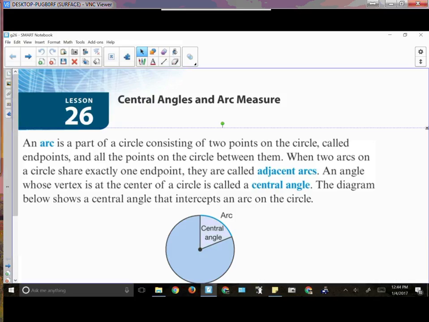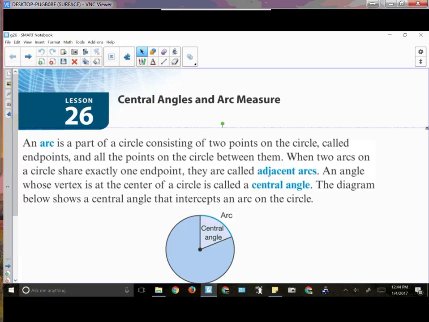Okay, we're going to take a look at central angles and arc measurements. Now, an arc is just part of a circle consisting of 2 points. Semicircles are just part of it, half of a circle. We need to know what that angle measure is to identify what the arc is going to be. It'll be kind of coming up.